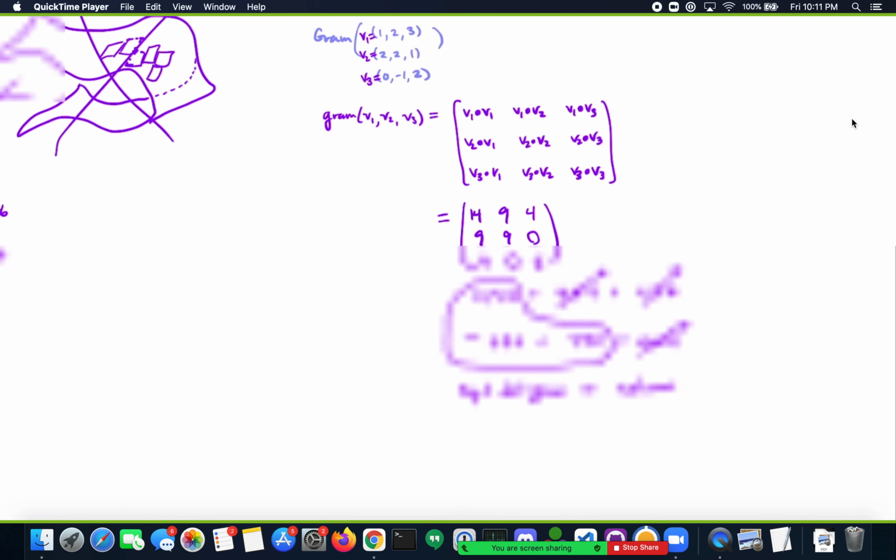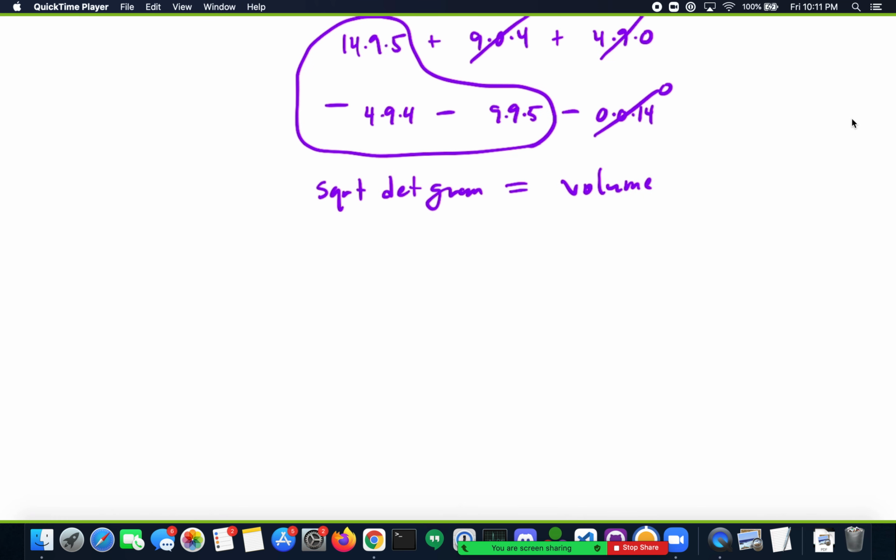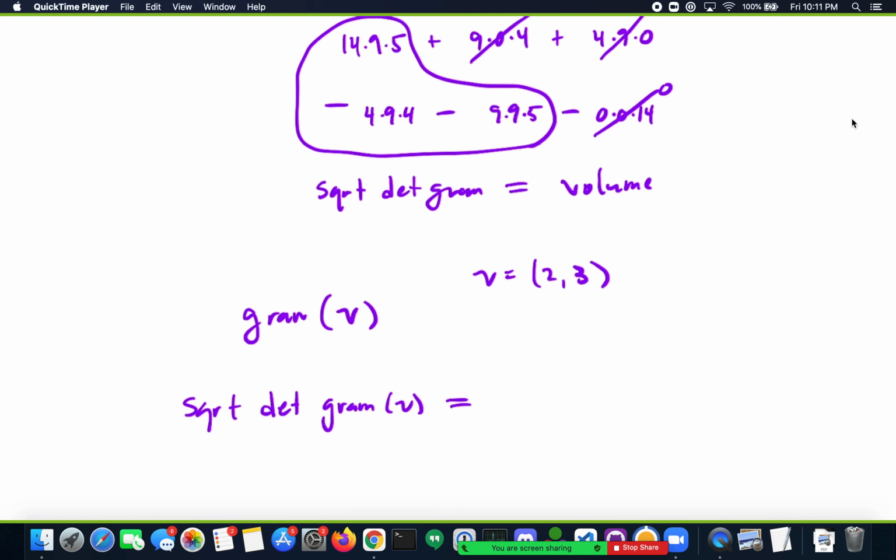Yeah, okay. Now, I just want to take a moment. What's the Gram matrix of just one vector, v? Say v is equal to (2, 3). In fact, what's the square root of the determinant of the Gram matrix of v? If you believe me, it should be some sort of a volume. Well, if there's only one vector, it should be a one-dimensional volume.